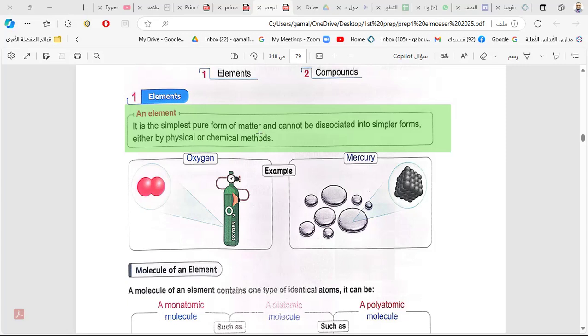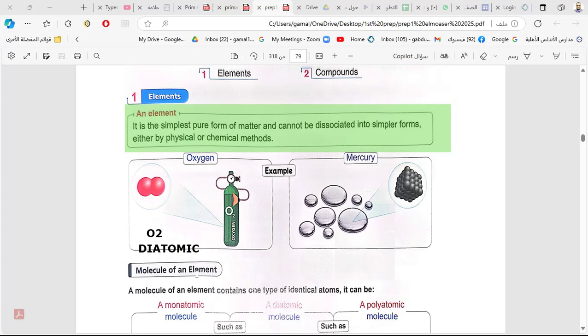So we have two examples here of elements. One is a gas and one is a liquid. Oxygen is a gas element. It consists of how many atoms? 2 atoms. So we say it is diatomic. What is the meaning of diatomic? Diatomic means it consists of 2 atoms.